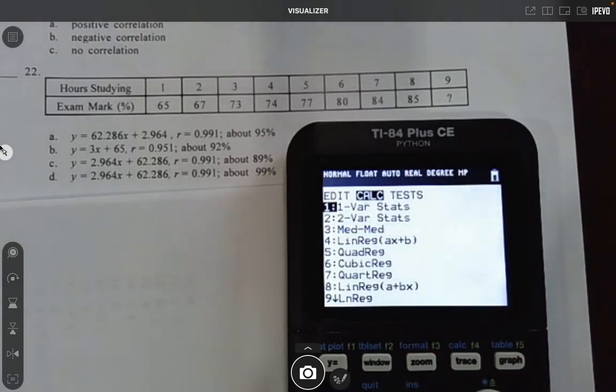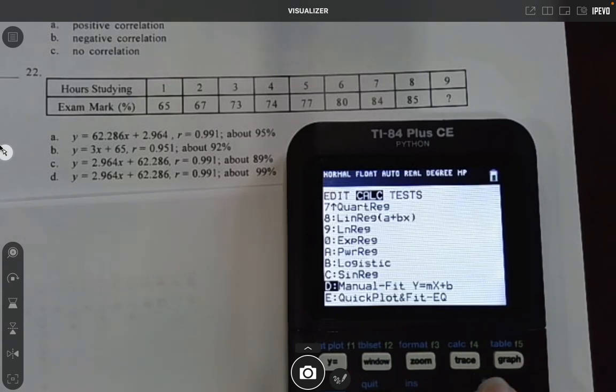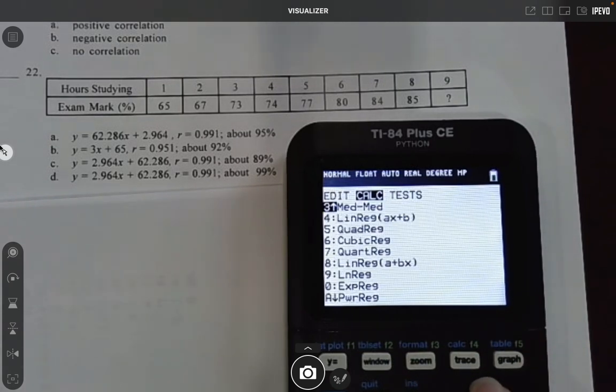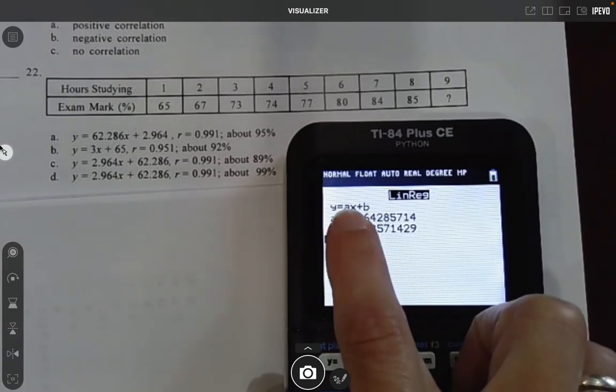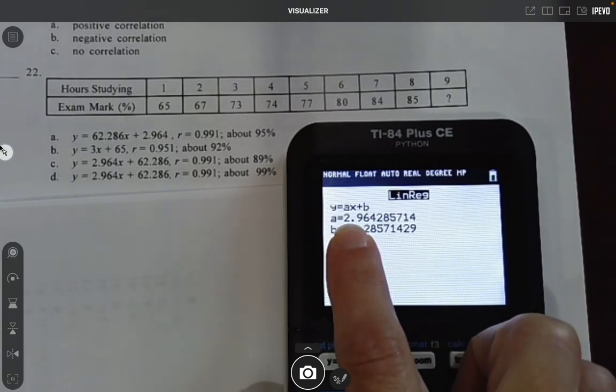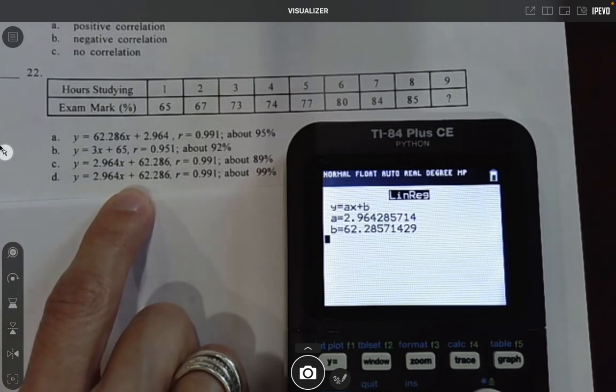But anyway, let's press stat again, and we're going to calculate, and then you have to pick what kind of line you're trying to find. And it's just a line. You're in Algebra 1, we're just doing lines. In Algebra 2, we'll do quadratics more. So, oops, I did the wrong thing. Let me go back up here. It's number 4, okay? And then you just got to go down here and calculate it, and it gives you the equation. It's telling you the A goes in front of the X. So the 2.964 goes in front of the X, okay? Then here's your other number, all right?